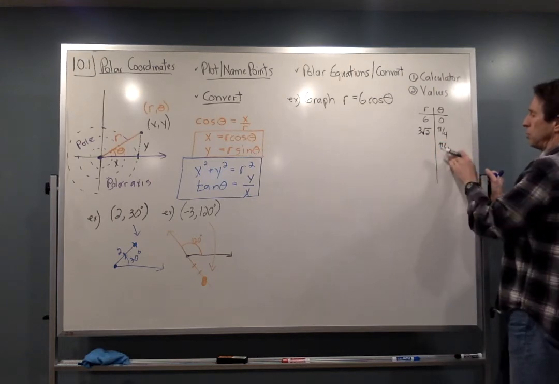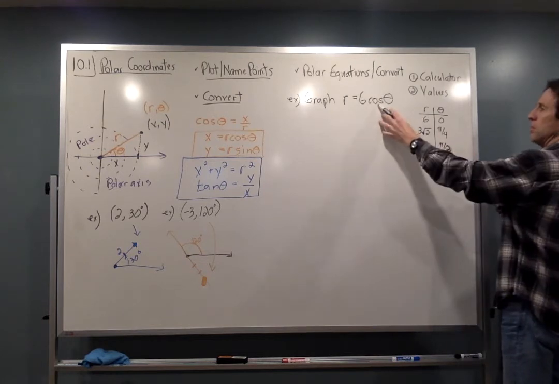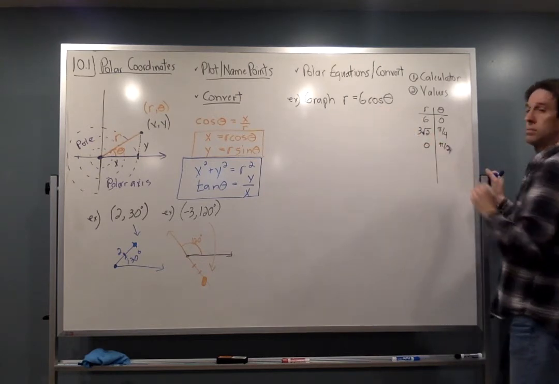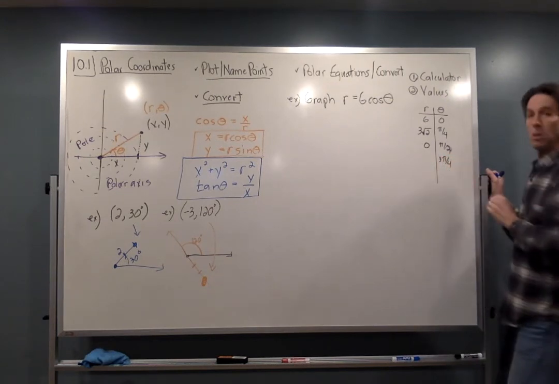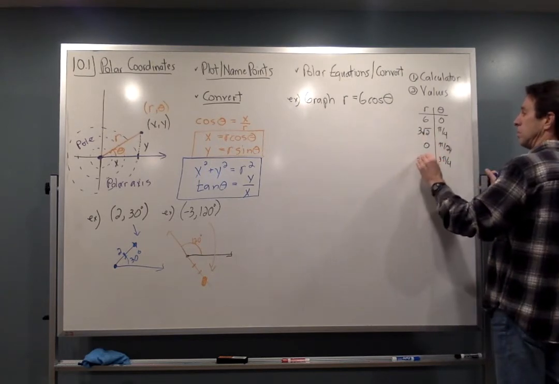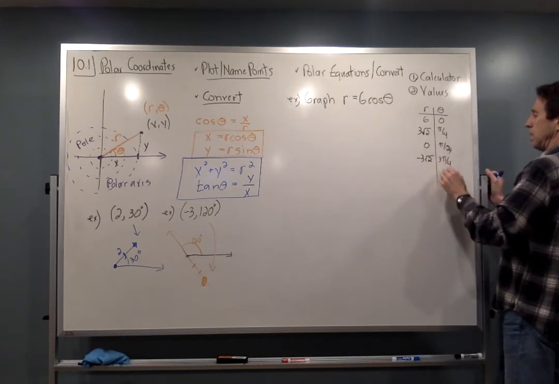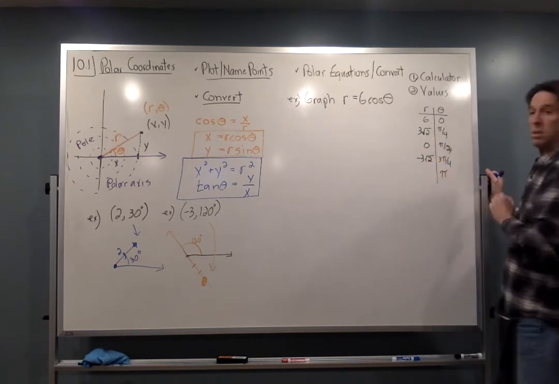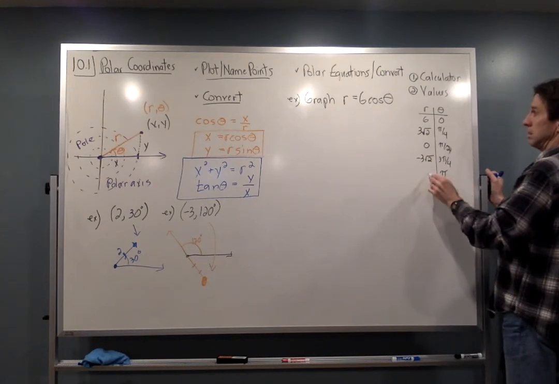Pi over 2. Cosine of pi over 2 is 0, so we get 0. And then we could go to maybe 3 pi over 4. Cosine of 3 pi over 4 is negative, so we're going to get negative radical 3 over 2. And you can check all of these values if you'd like. And then maybe pi. Pi, we're going to be back to, I think, it's negative 1, so it's negative 6.